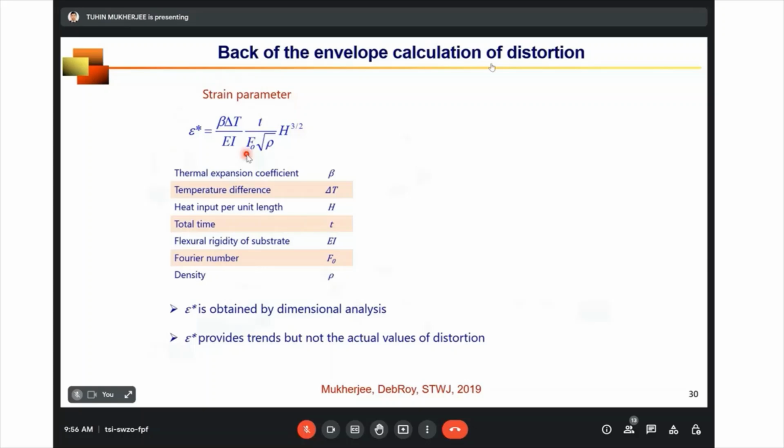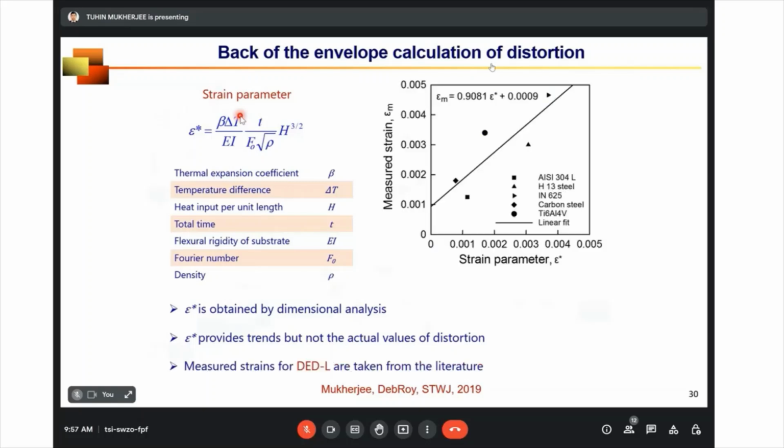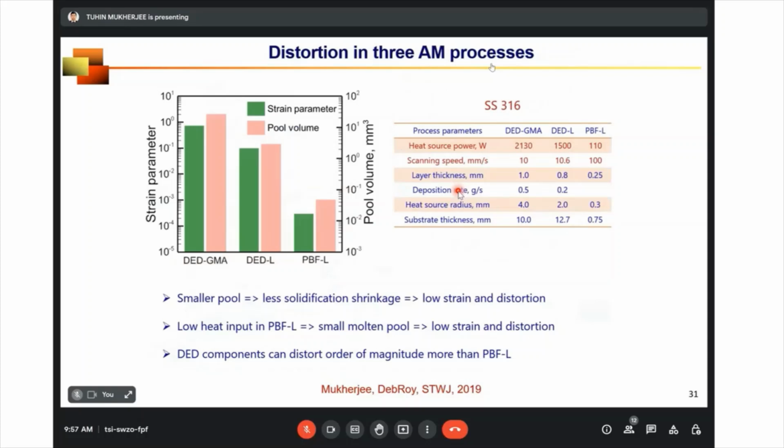Like that, we have many variables that either affect the strain in a positive way or in a negative way. So when we know all the variables, we can use simple things like what we learned in second year mechanical engineering class, Buckingham pi theorem based dimensional analysis. We can use those and form a dimensionless number to represent strain. And you can see that experimentally measured strain follows a linear trend with this number. What are the advantages? We can use that strain parameter and compare the distortion among different processes.